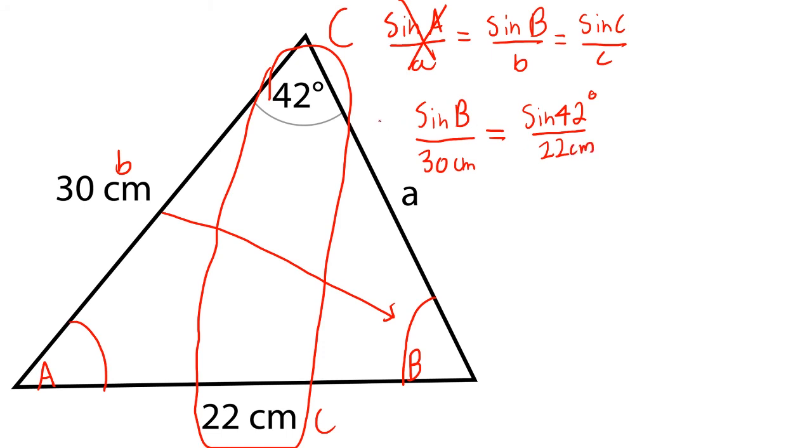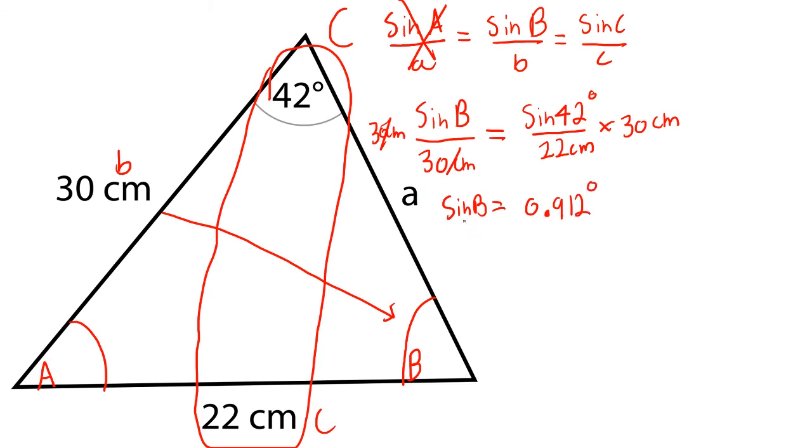So basically we're going to multiply both sides by 30 centimeters. Whatever is in the denominator with the variable cancels here. I'm plugging that in over there. And now we can go ahead and solve what's on the right side, just so it's nice and neat and looks tidy. That comes out to 0.912. Now once again we have sine of B here.